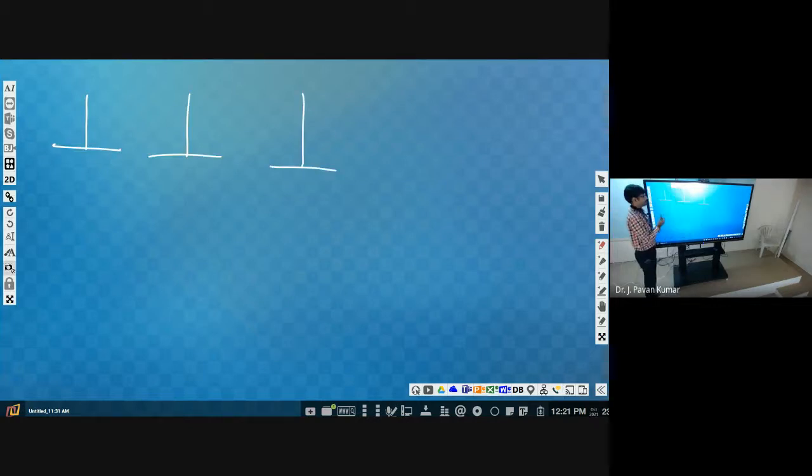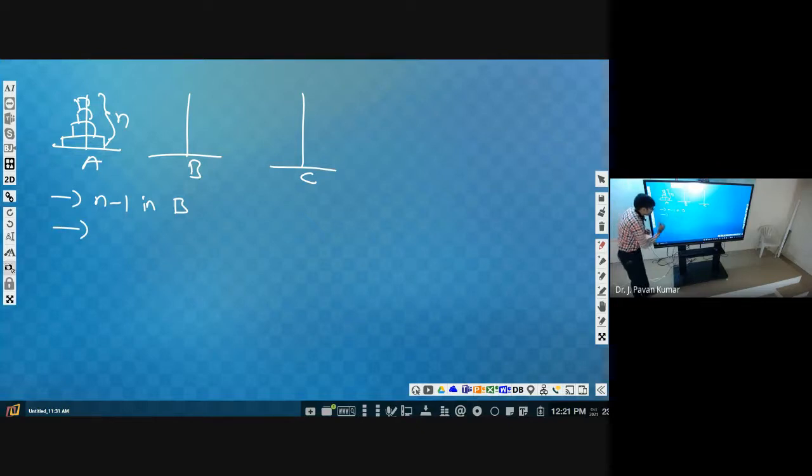The logic is like this: if we have n boxes in total, in order to move the largest one to C, we need to keep n-1 boxes in B. This is the first step. Next, the second step: after putting the top n-1 on B, this largest one we have to move to C. That means a straight step, A to C.